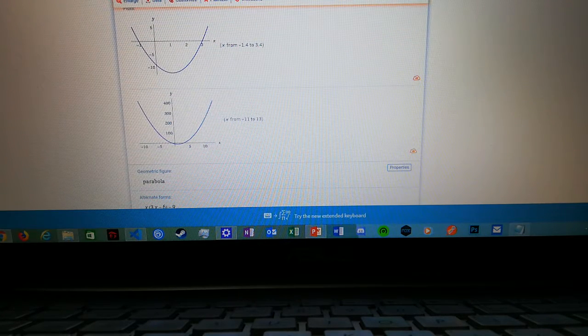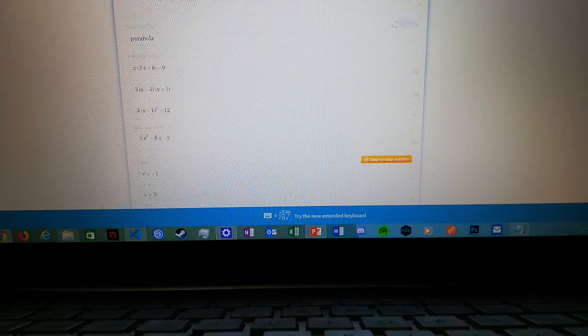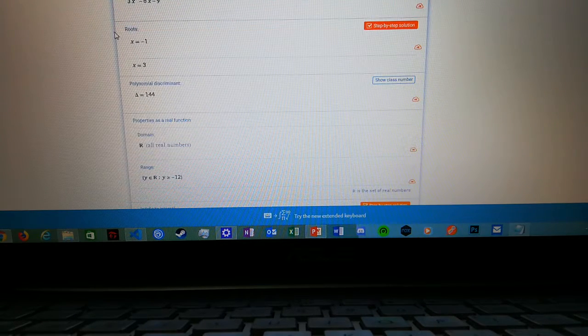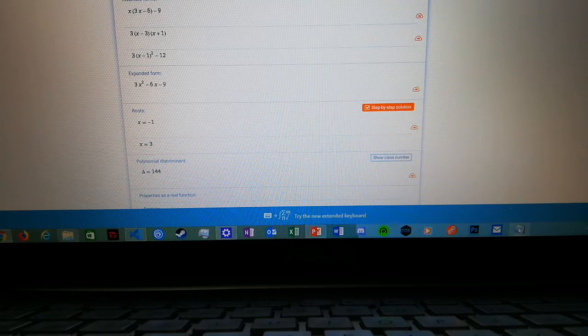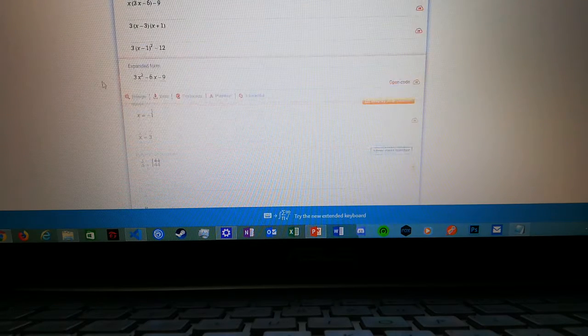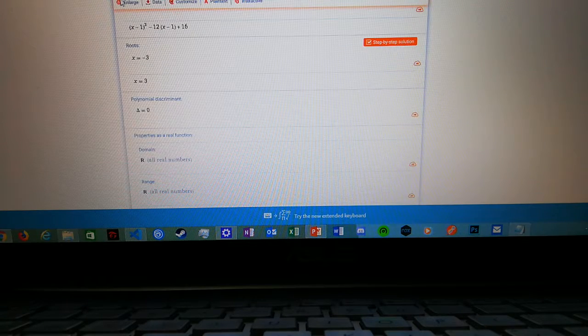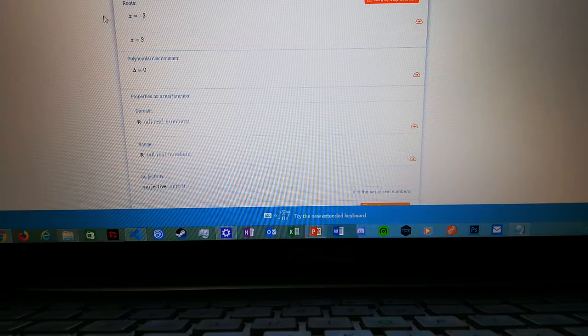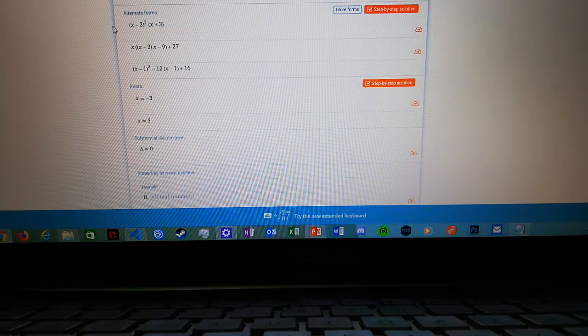So now that we have done the differentiation, let's move down where we're looking at the roots. I apologize. We'll be using the same equation for the cubic as well. So the alternate forms and the roots are x minus 3 and x equals 3. Now bear in mind, this is only available because the alternate form, as you can see here, is x minus 3 cubed, x minus 3 squared, as well as x plus 3.